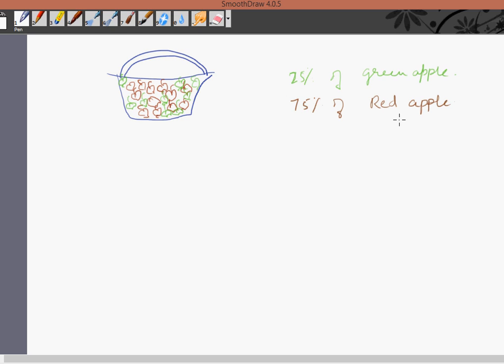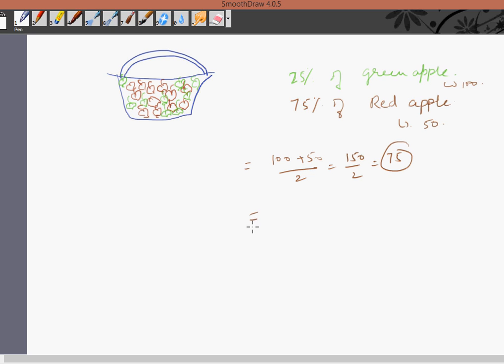If the cost of a red apple is 50 rupees, and the green apple is 100. So if I take the average of the price, 150 by 2 is 75, which is actually not right, because the abundance of these two apples is different.